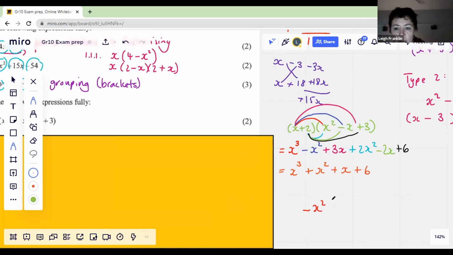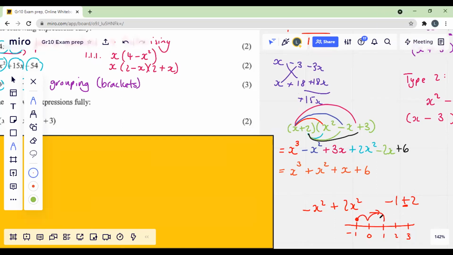Minus x squared plus 2x squared. If we ignore the x squareds for now, and we say that this is -1 plus 2, here's our number line. There's -1, there's 0, there's 1, there's 2, there's 3. Where are we starting? We're starting at -1 on the number line. When they tell us to add, they're telling us to go in this direction. By how many? By 2. 1, 2 to the right. That's why we're going to end at +1.